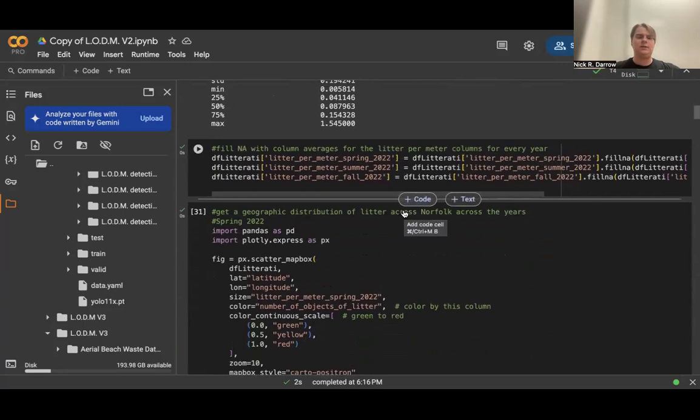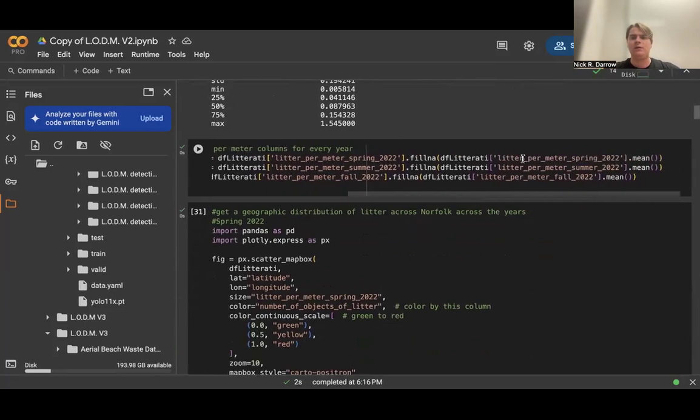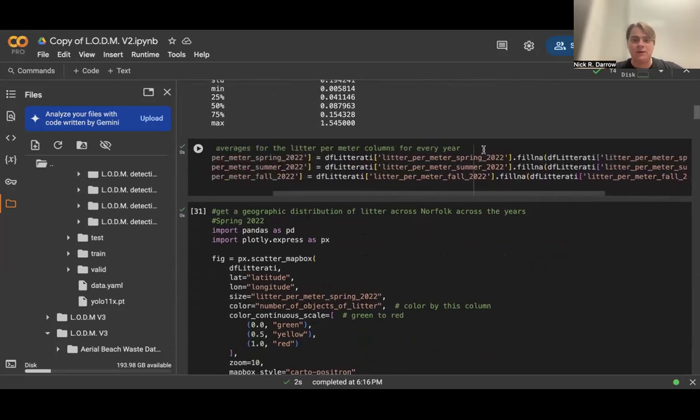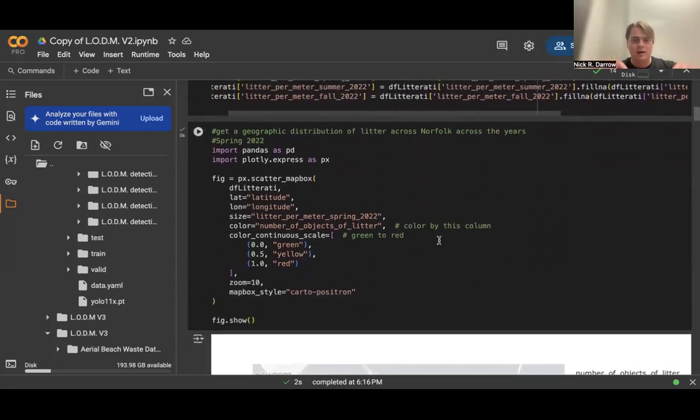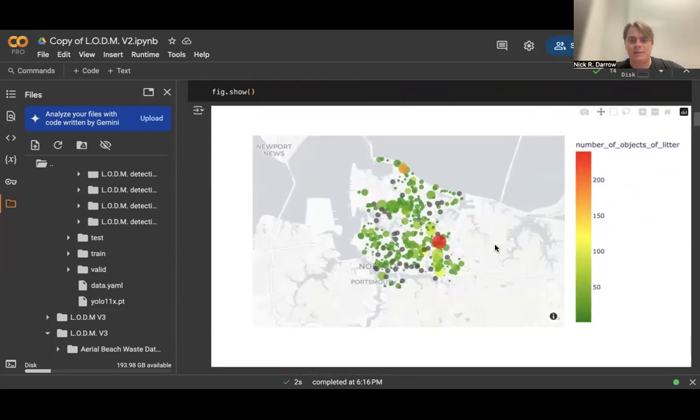This first data set was a little bit easier to work with. All we had to do was fill missing values with averages of columns so that we could create these geographic distribution maps. So the way we can read this is that the larger the bubble you see, the more litter there is per meter, and then the redder the color is, the higher number of litter objects were found in that location.